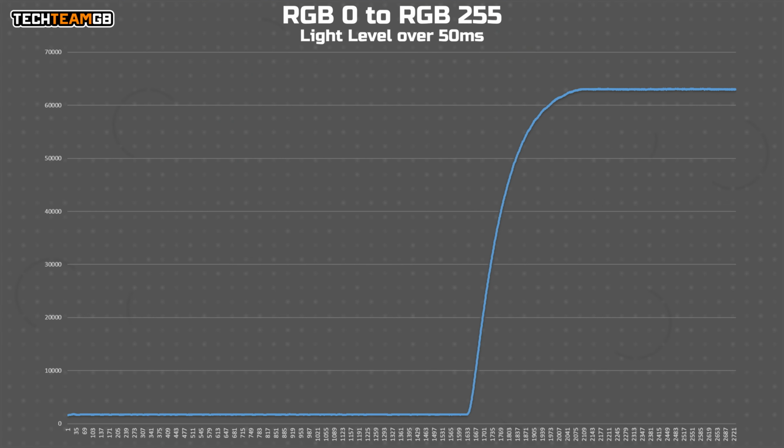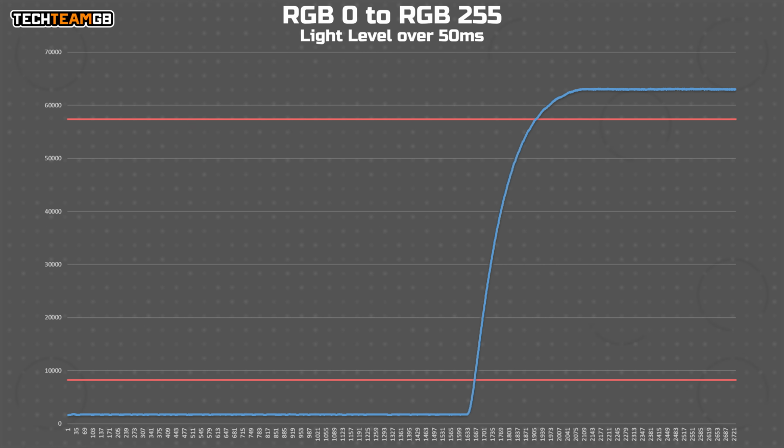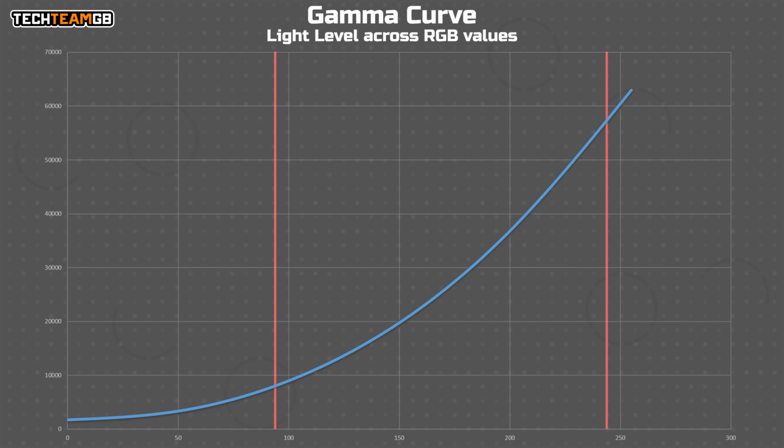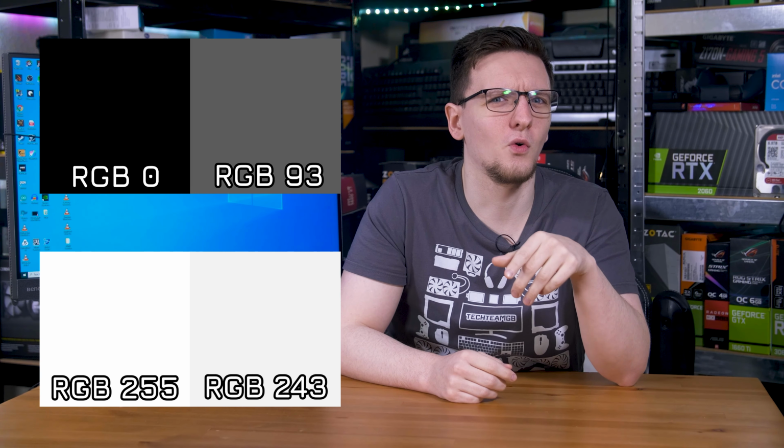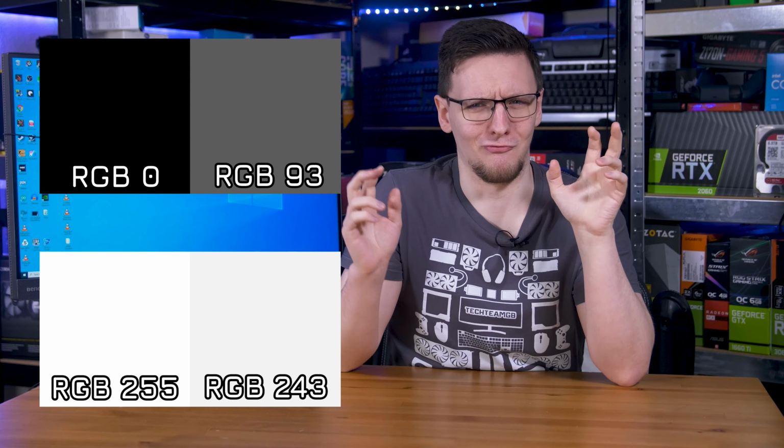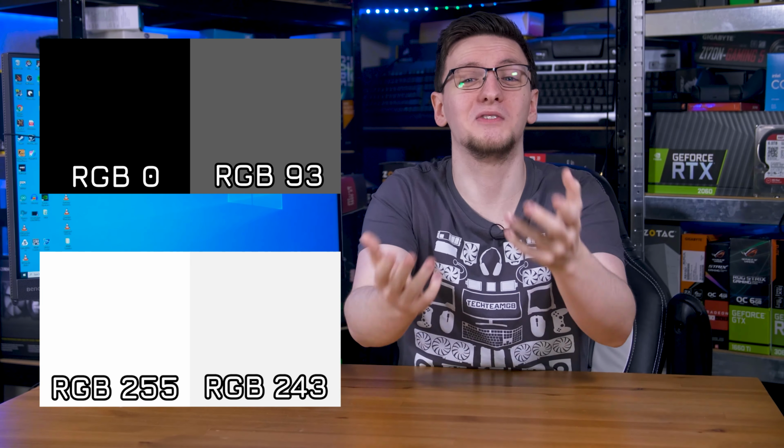Looking at this 0 to 255 transition, 10% of the change in light level comes to around 6,000 points, let's say, meaning that our starting tolerance is just shy of 8,000, and our end light level we're looking for is about 57,000. Comparing to our gamma table, well, that's more like RGB 93 and going to RGB 243. That looks like this, and yeah, that's hardly what I would call full black to full white or anywhere near a representative test. So what do we do about that?